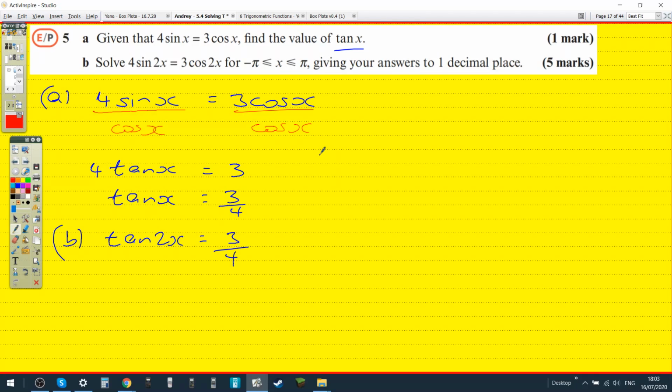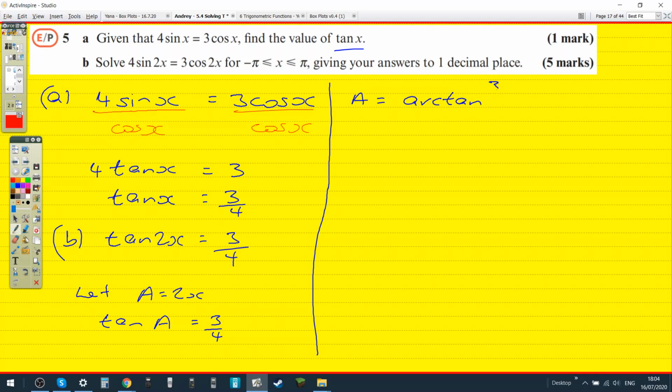If I do the calculator, I need to then add pi a couple of times, don't I? Yes. However, make your life easy. If you have anything other than 1x, let A be equal to 2x and then do all of that. So that would just be arc tan of 3/4, which is equal to about 0.64. You said one decimal place, so 0.6. Radians.